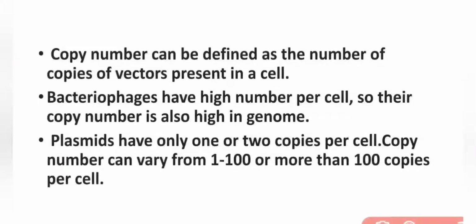Now, copy number can be defined as the number of copies of vector present in a cell. As I have already told you, plasmids can have different copies per bacterial cell. The number of plasmids can vary from 1 to 2 or from 10 to 100. If the bacterial cell has 100 plasmids, then we can say this is a high copy number plasmid. But if it is less than 10, we can say it is a low copy number plasmid. Bacteriophages have high numbers per cell, so copy number is also high in the genome.